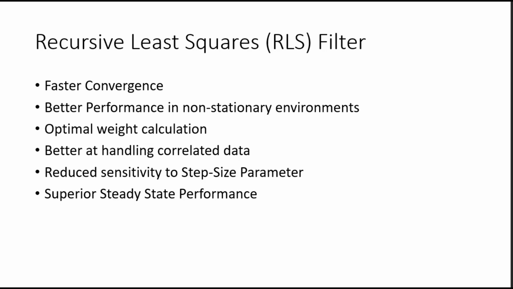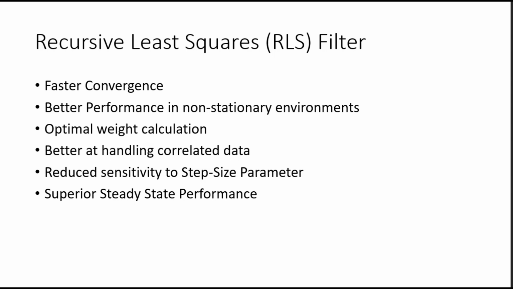Below are the key advantages of RLS filters over LMS. First, RLS filters typically converge much faster than LMS filters, especially in situations where the input data is highly correlated or when rapid changes in the signal need to be tracked. The RLS algorithm minimizes the errors in the least square sense over all the past data, allowing it to adjust to changes in the signal more rapidly.